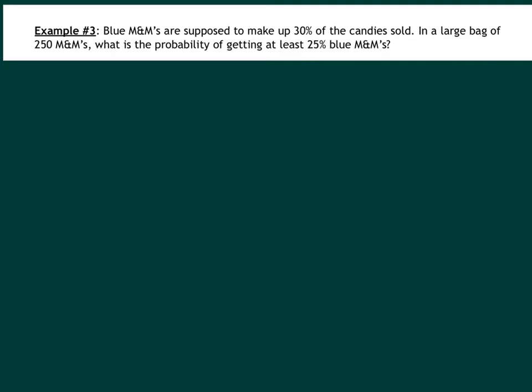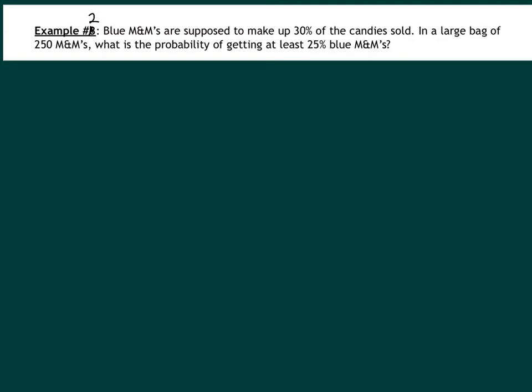So this is more typical of the type of example you're going to get with this stuff than the previous slide. And this actually should be example number 2, not 3. So they tell us that blue M&Ms are supposed to make up 30% of the candy sold. In a large bag of 250 M&Ms, what is the probability of getting at least 25% blue M&Ms?